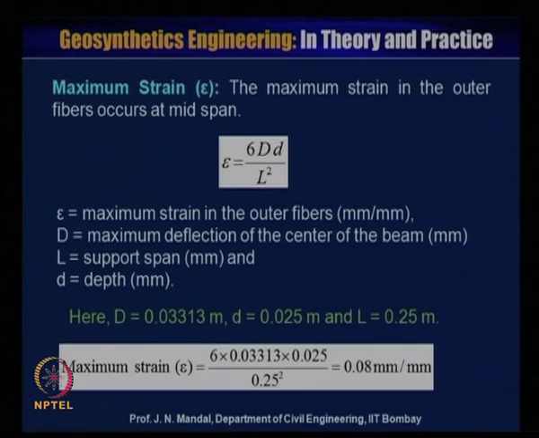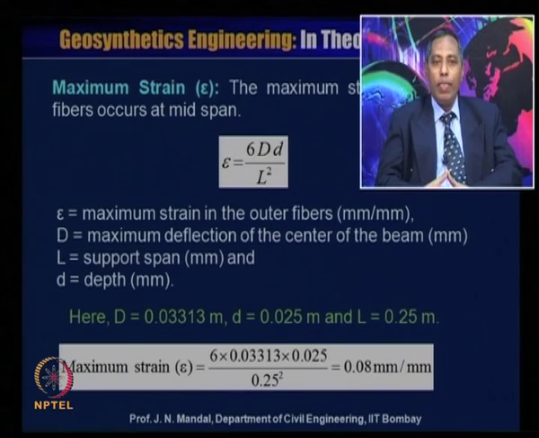Maximum strain: the maximum strain in the outer fiber occurs at the mid span. Epsilon is equal to 6 capital D into small d by L square, where epsilon is the maximum strain in the outer fiber, in millimeter per millimeter, capital D is the maximum deflection of the center of the beam, in millimeter, L is the support span in millimeter, and small d is the depth in millimeter.